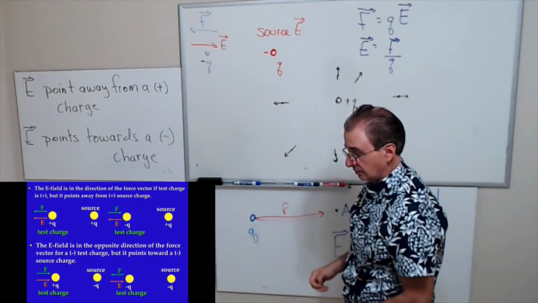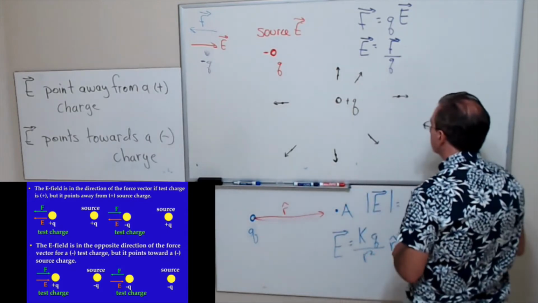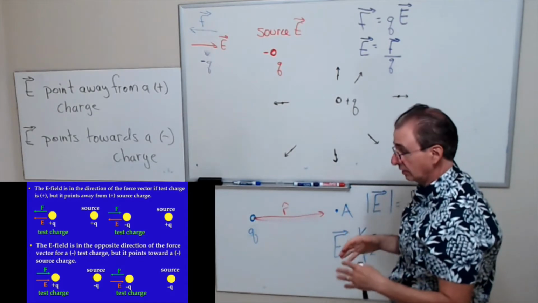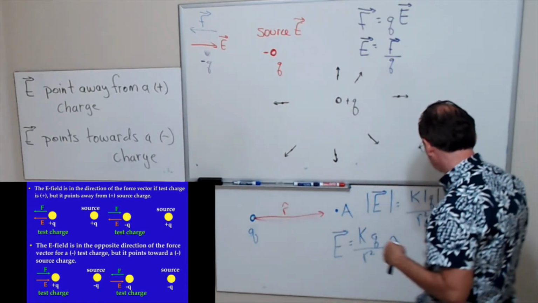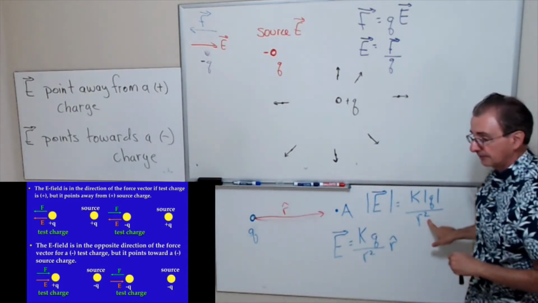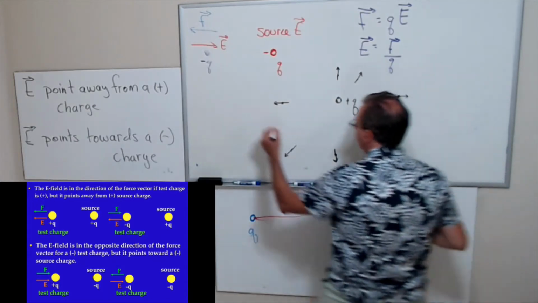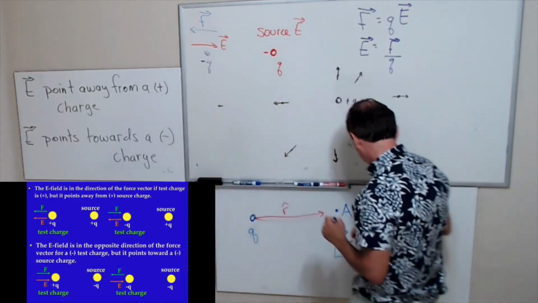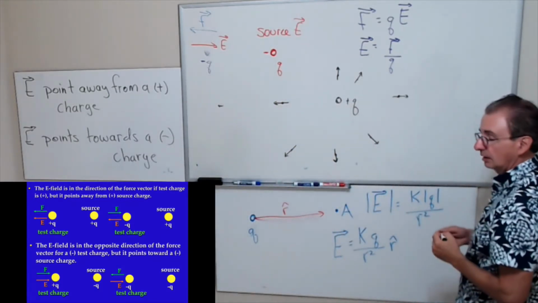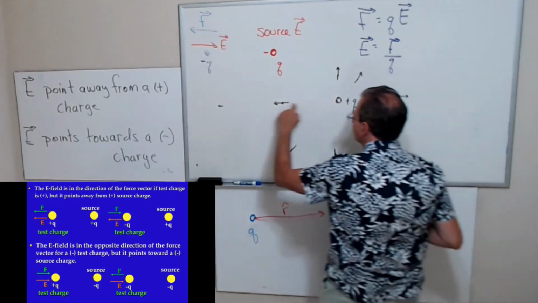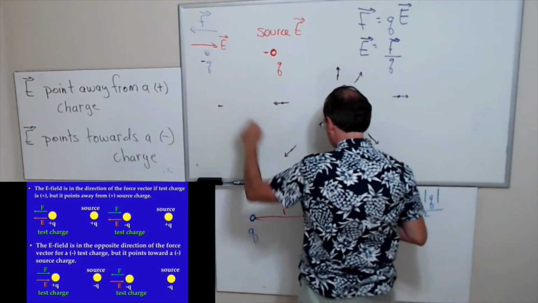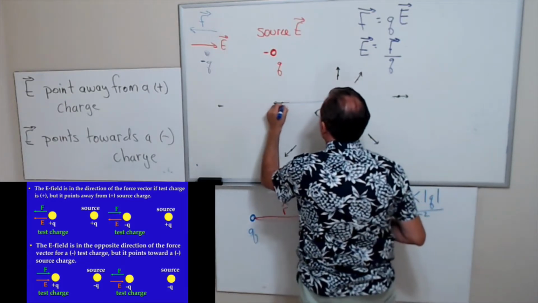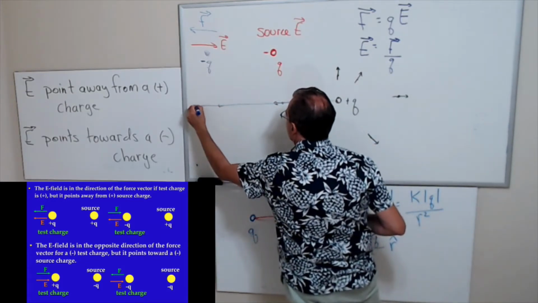But it's not uniform all around the charge. These little vectors at locations in space, the further away you go, the smaller the vector is. So if I go further over here, this vector will be smaller because of the 1 over r squared. However, the direction doesn't change there, right? I can connect all these vectors together. I can draw this line.